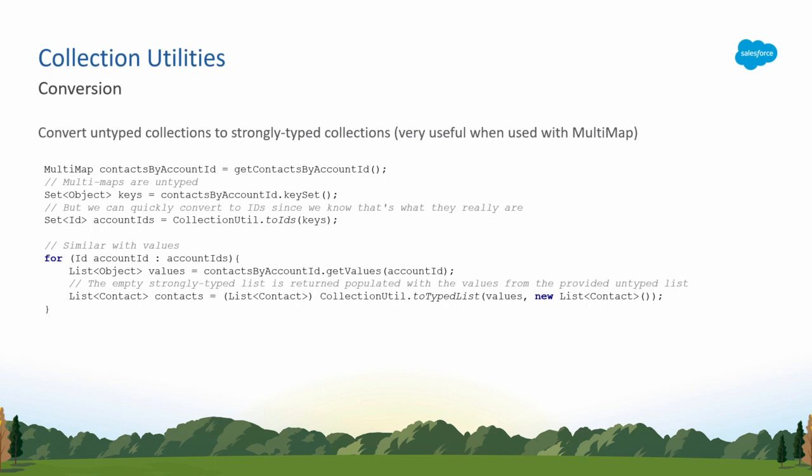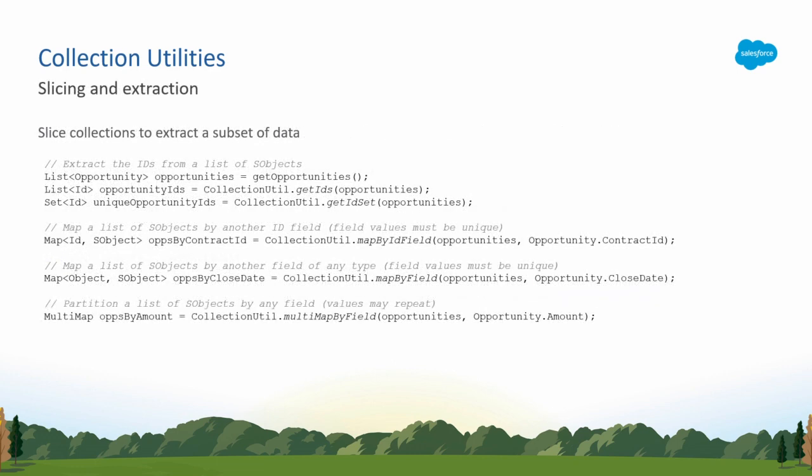So you can just go out and say, get the values for this, turn it into this type list, and do a for each on that. One line of code. So conversion. Slicing and extraction. How many times have you queried something from the database and all you cared about was the value of one field for each row to go put it somewhere? So this is, again, a one-liner.